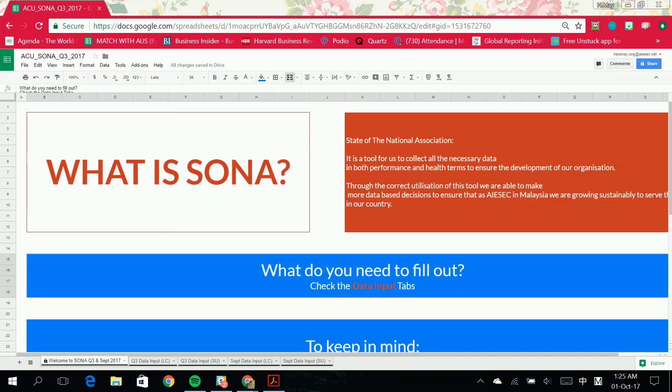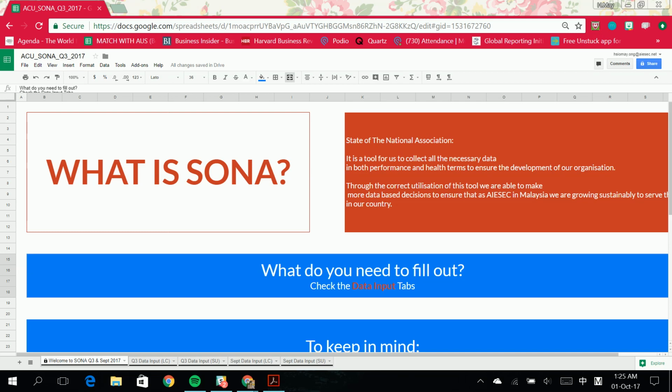And the last part is to guide us to make better decisions. When we have data, we can make sure that every decision we make is supported by facts and data, so that we can make the right decision for the LC. And at the end of the day, what we want to make sure is that both LC and entity, as in Malaysia, can move forward as a whole.